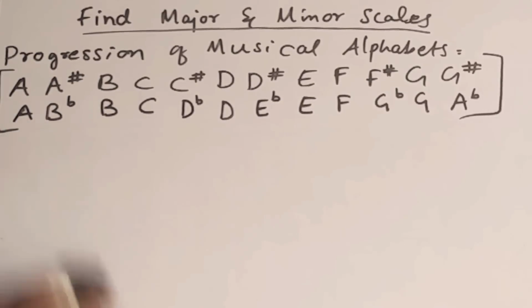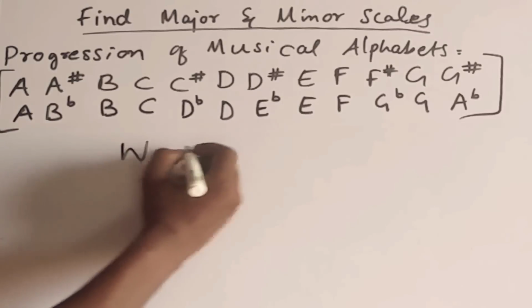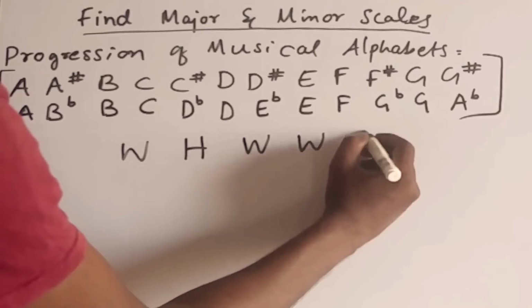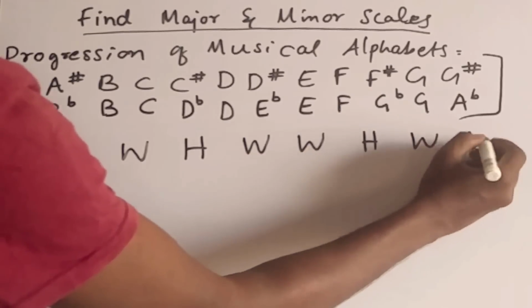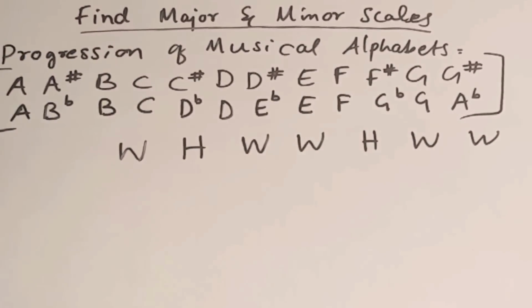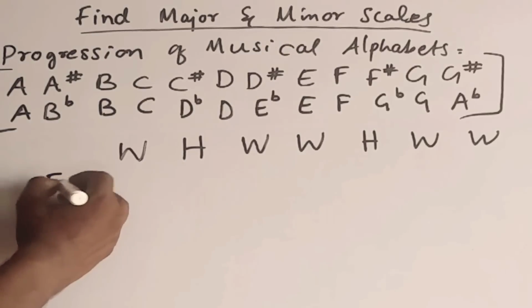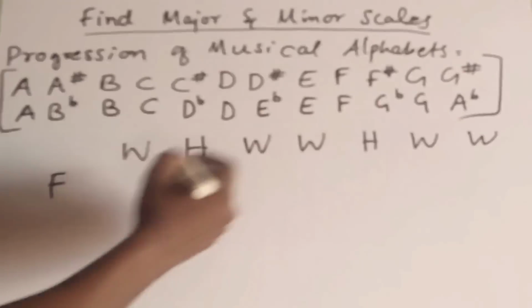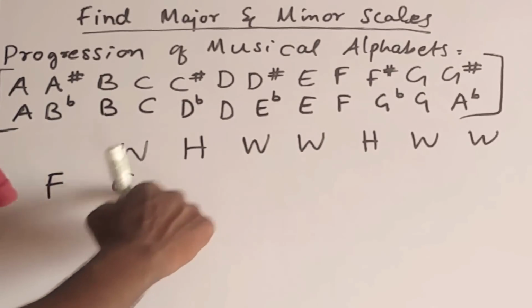So let's write the formula for the minor scale. W H W W H W W. Now let's find the F minor scale. F to whole step is G. G to half step is A flat.